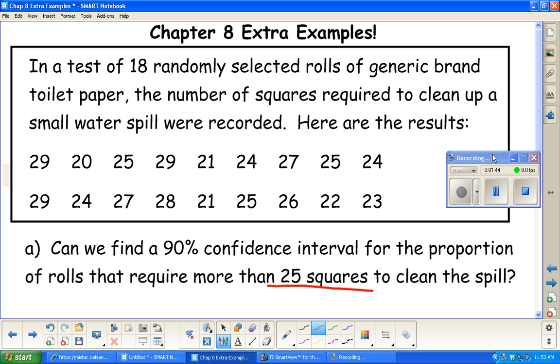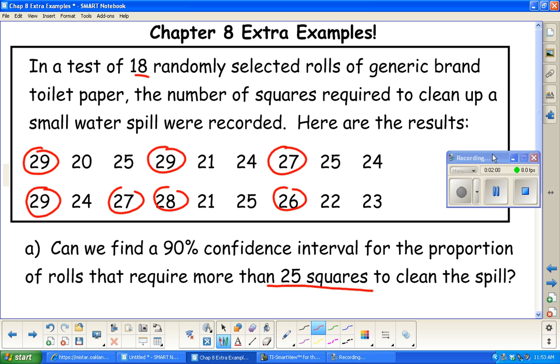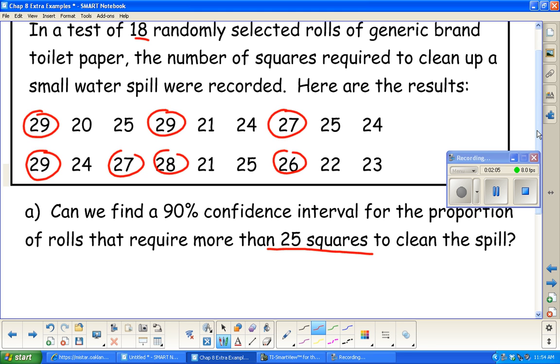So in our sample, more than 25, we had 1, 2, 3, 4, 5, 6, looks like 7 out of the 18. So we have an estimate here, okay? We can use a p-hat of 7 out of 18. Okay, and if you want to convert that to a decimal, that's fine. I'm going to leave it as a fraction because I think it's going to be a decimal that goes on forever that I don't want to round.